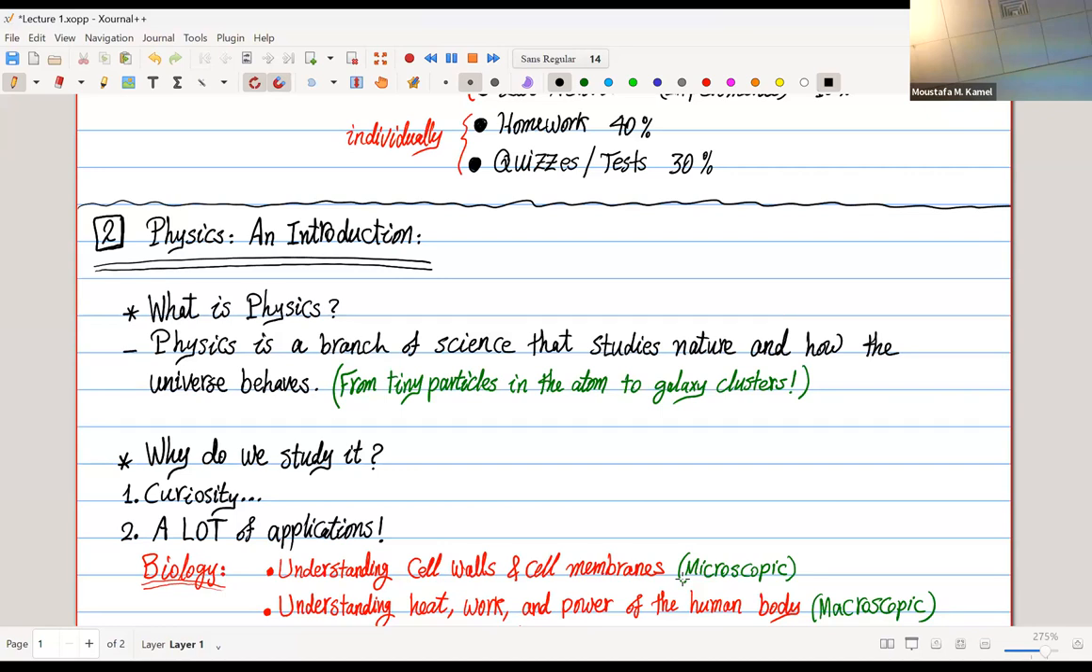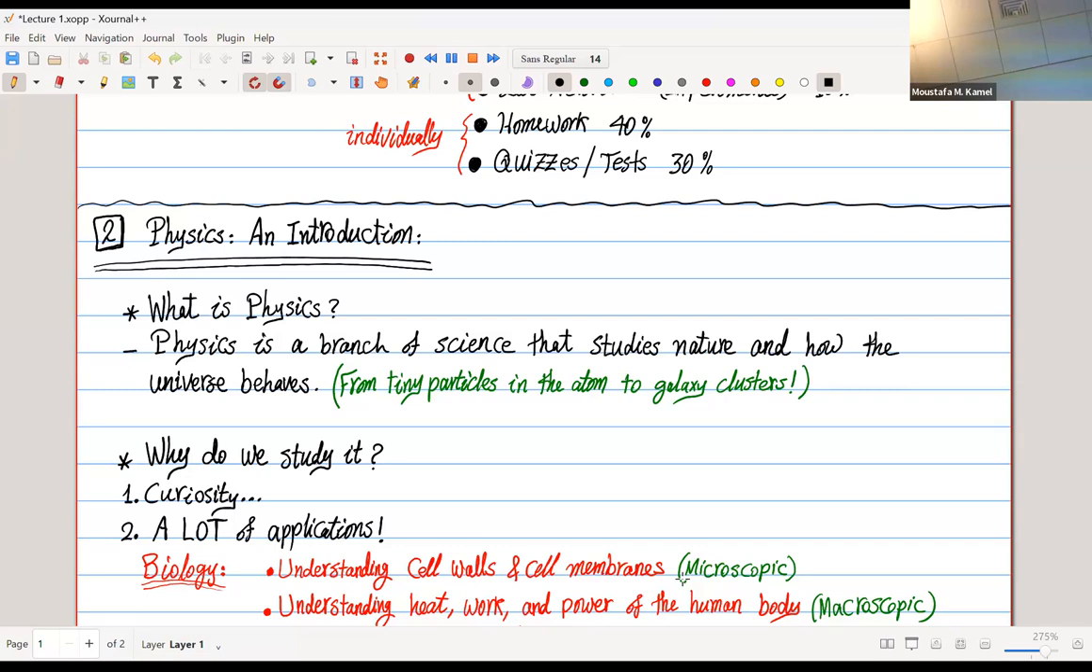Why do we study it? As I said in the beginning, we're humans, so we're curious. That's one thing. But not everyone is interested at that fundamental level of understanding. You can just be practical and say, okay, I want to get something out of that. I don't want to dig that deep.